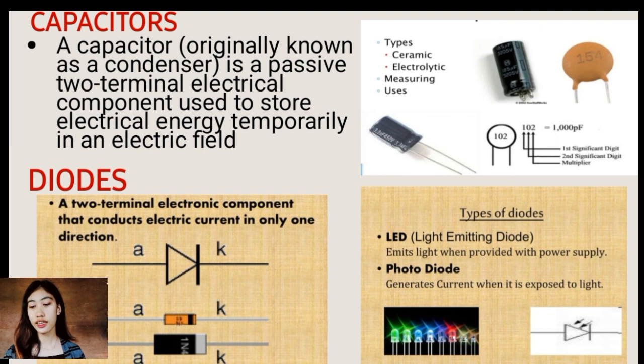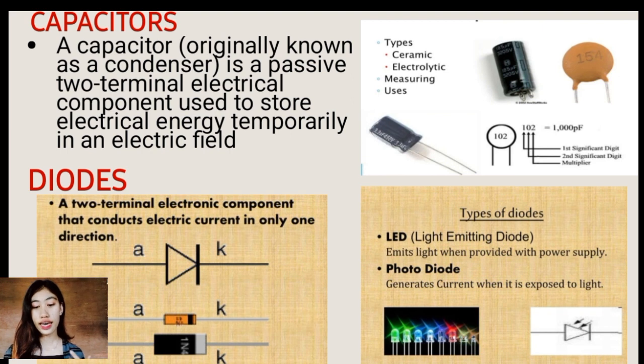Second is the capacitors. Capacitor, originally known as a condenser, is a passive two-terminal electrical component used to store electrical energy temporarily in an electric field. A capacitor is a device that stores energy in the electrical field created between a pair of conductors on which equal but opposite electric charge. It also has types of capacitor.